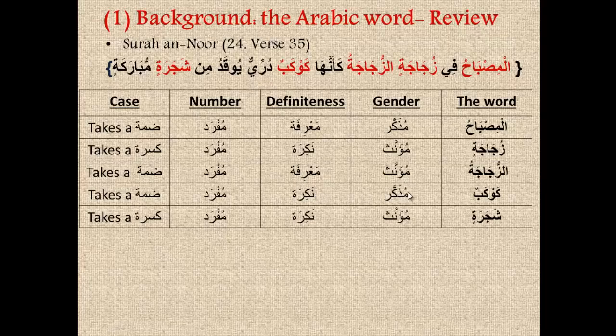It is mudhakkar, masculine, mufrad singular, and takes a dhamma. Shajaratin has a tamarbuta, so the gender is feminine, mu'annath. It is nakirah, because the marking is a tanween. It is mufrad singular, and it takes a kasra for its case ending.